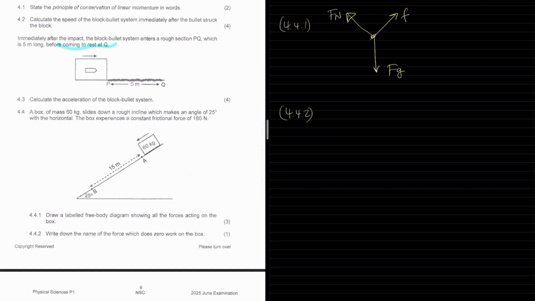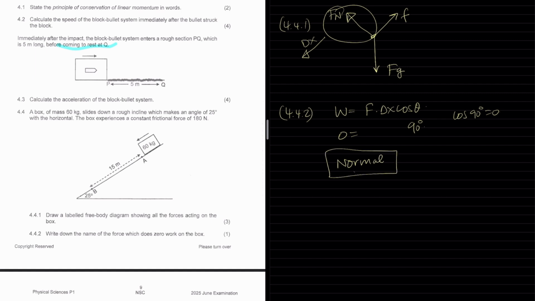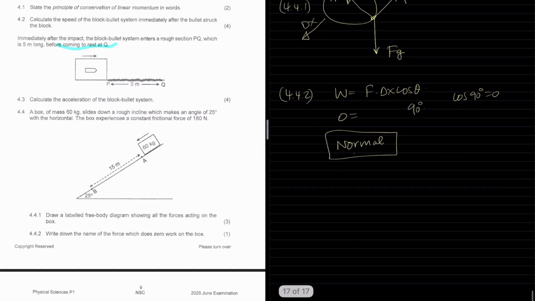So remember, to calculate work is equal to F times delta x cos theta. Now if theta is 90, remember, cos of 90 is 0. That's going to make the entire thing 0. So we ask ourselves, which is the force that is acting perpendicular to the direction of motion? And that's the normal force. So the normal force is the one that's doing no work or 0 work.